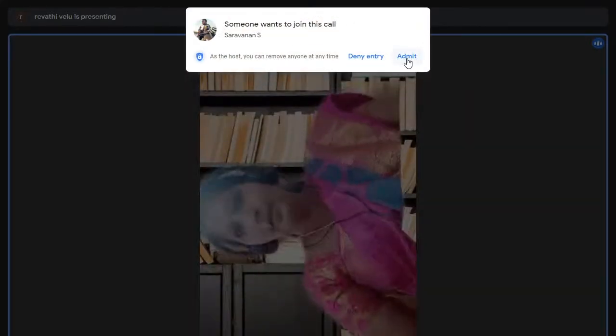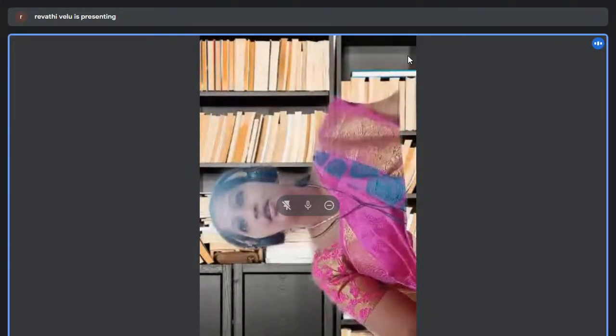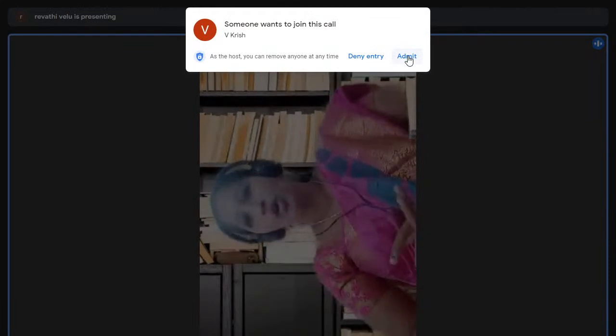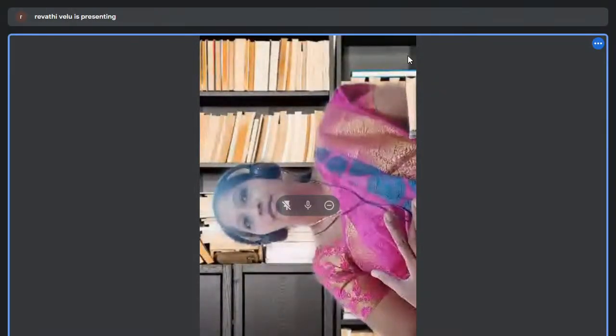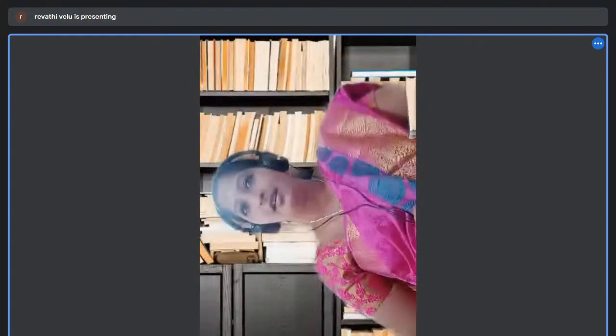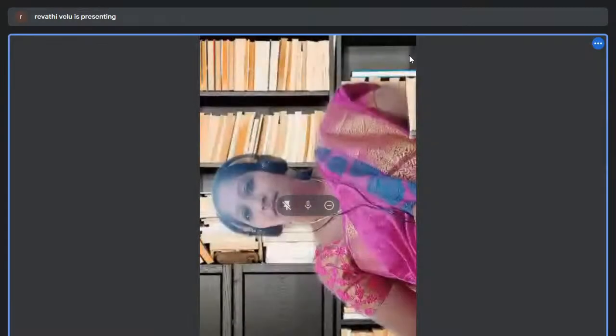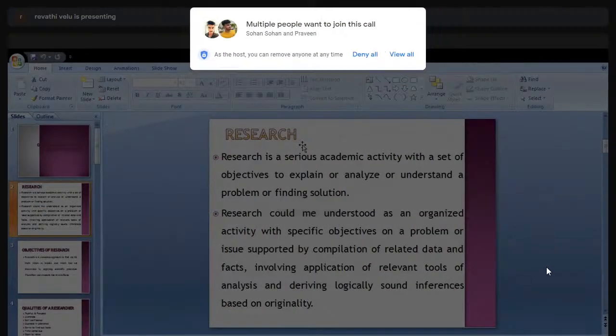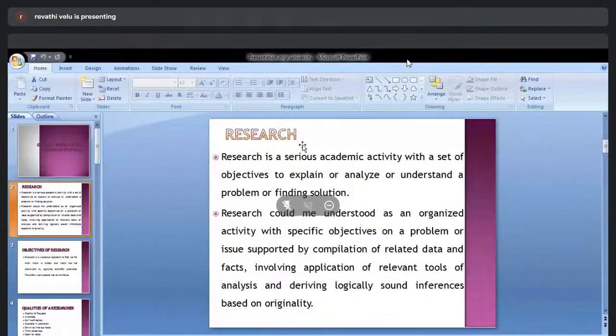First of all, can anyone tell me what is research? In your general terms, what is research? So research, in general terms, means you're going to find new things, investigate some new things. That is said to be research. Here, research is a serious academic activity with a set of objectives to explain or analyze or understand a problem or find a solution.